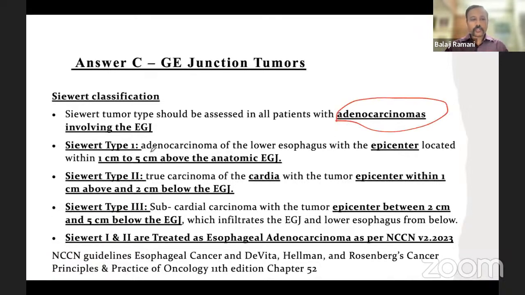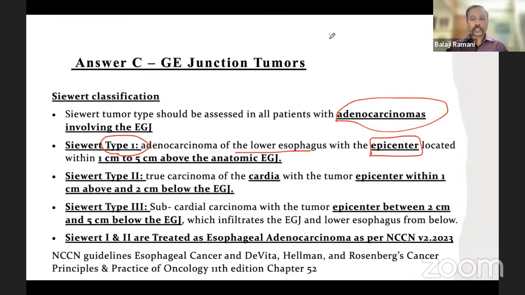There are three types of Siewert's classification, three types of Siewert's grades as far as adenocarcinoma of the OG junction is concerned. You have type 1, 2, and 3 coming from top to bottom. Type 1 is basically something that starts as adenocarcinoma of the lower esophagus. And where is the epicenter? The classification is basically dependent on the epicenter.